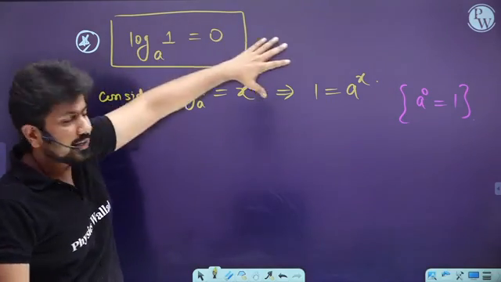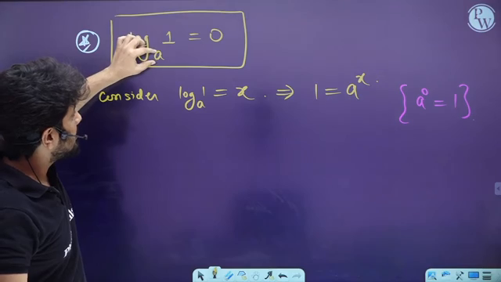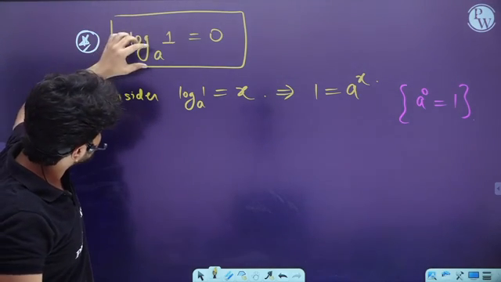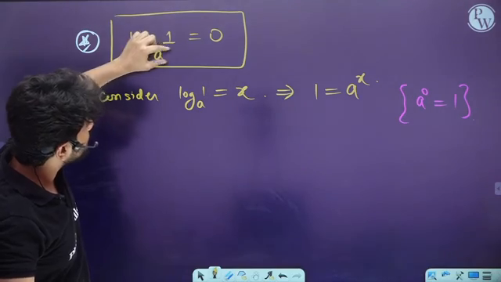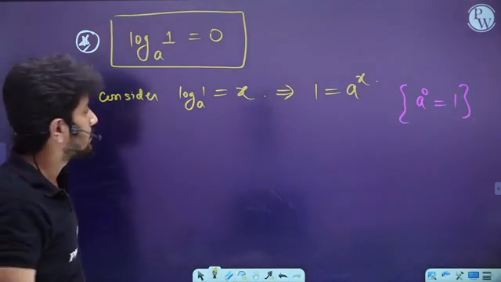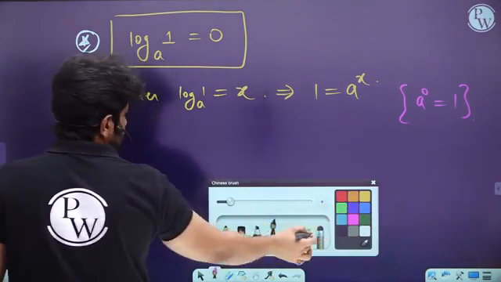Basically, what is log giving us? Log is giving us the power. What power should this base a be raised to get this number 1? We know that a raised to the power 0 is equal to 1. So log of 1 to the base a is equal to 0. This is the first property.